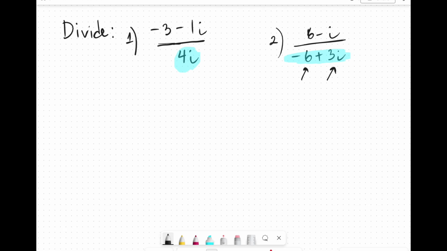The first example, where you have a monomial, so to speak, in the denominator, just the imaginary part, requires you to multiply the top and the bottom by a single i. The second problem, where you have a real part and the imaginary part, requires you to multiply the top and the bottom by the conjugate of the denominator.